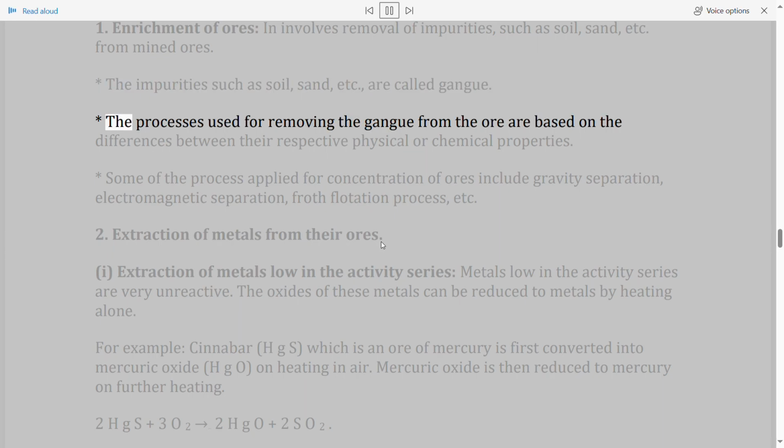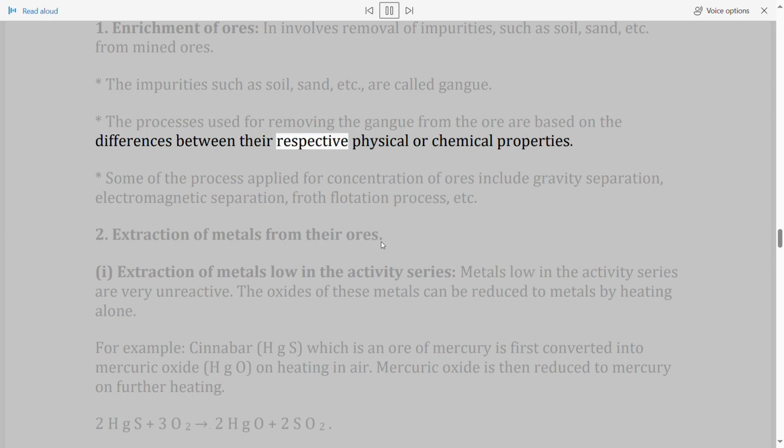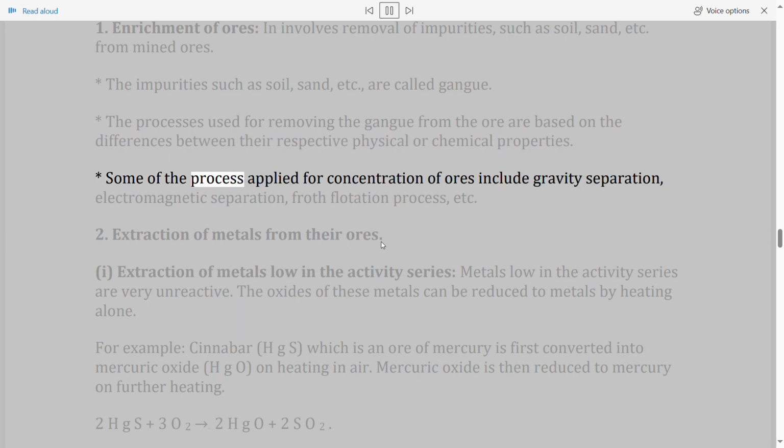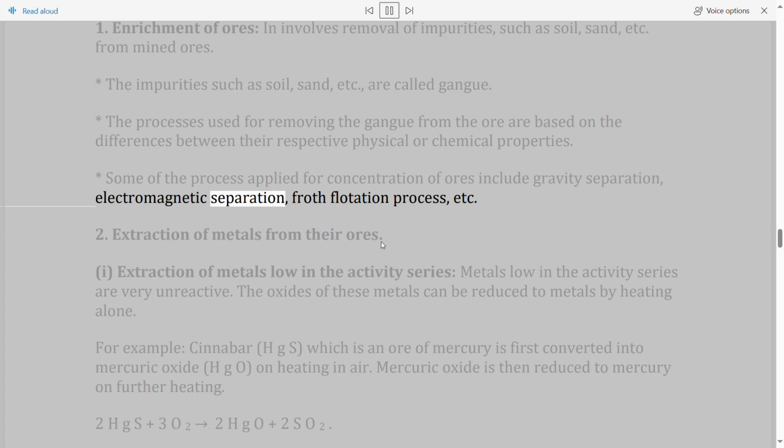The processes used for removing the gangue from the ore are based on the differences between their respective physical or chemical properties. Some of the processes applied for concentration of ores include gravity separation, electromagnetic separation, froth flotation process, etc.